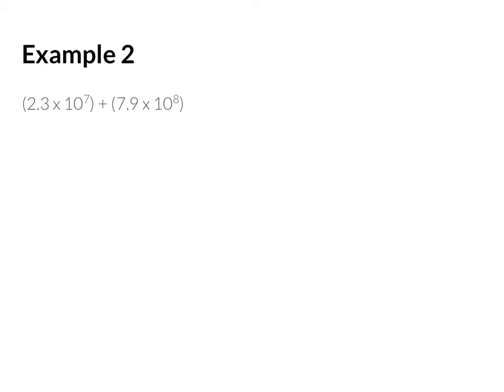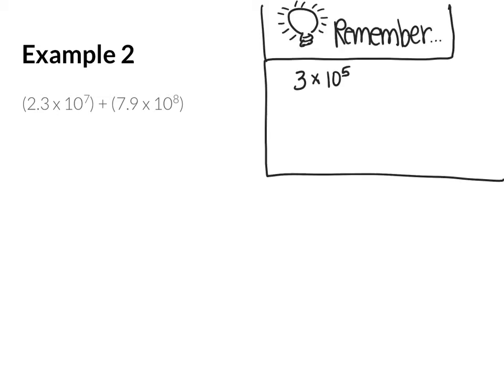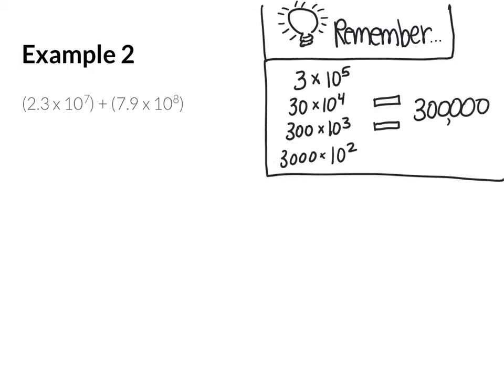Example 2, we're going to use the same strategy of factoring. However, we don't yet have a common factor. Come over to the side for a second, and let's remember that when we have 3 times 10 to the 5th, that's equivalent to 30 times 10 to the 4th, or 300 times 10 to the 3rd, or 3,000 times 10 squared. Although the only one written in scientific notation is the single digit, the number between 1 and 10 multiplied by the power, all of them are mathematically accurate and they equal 300,000. Let's use this to make this problem easier.